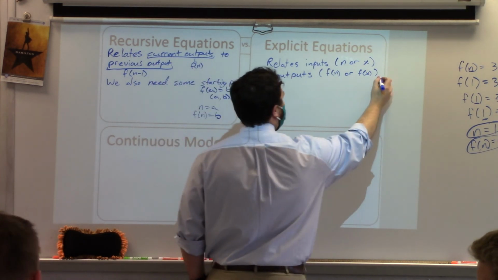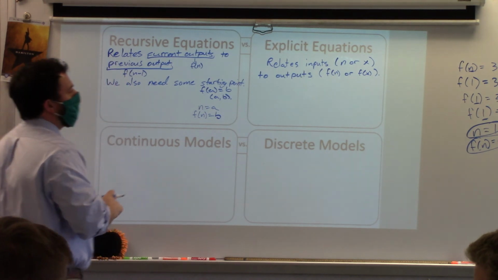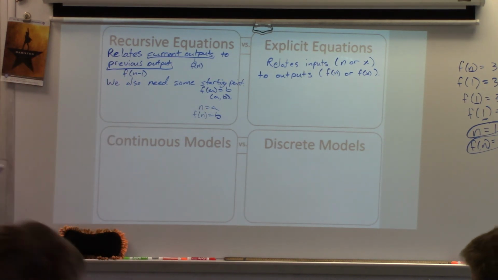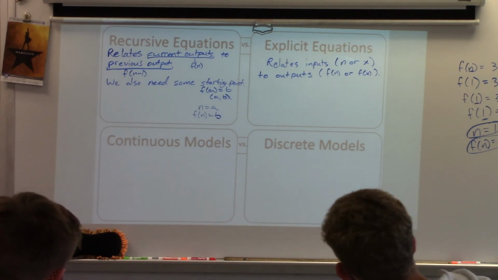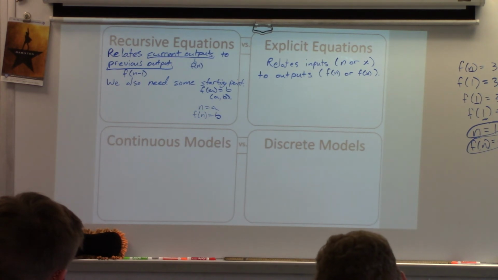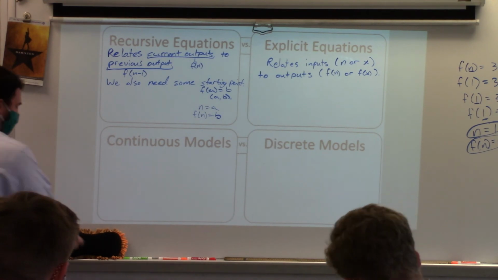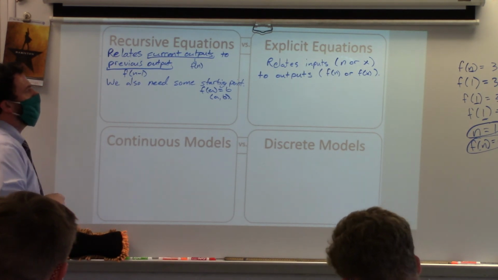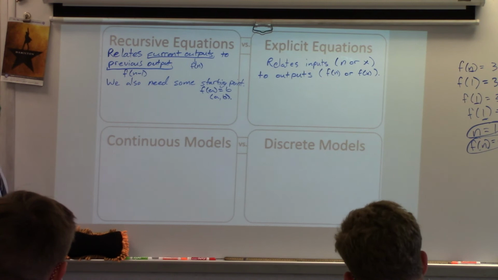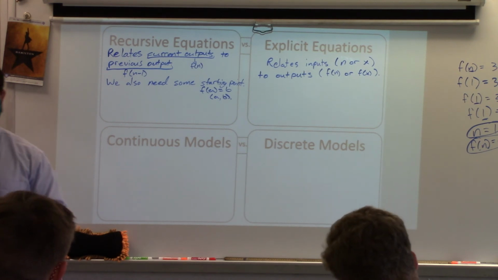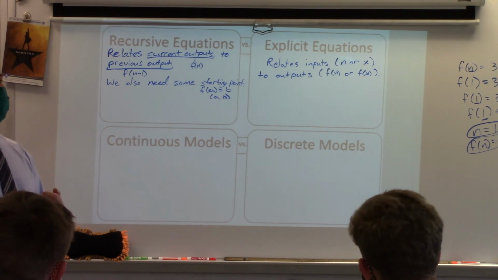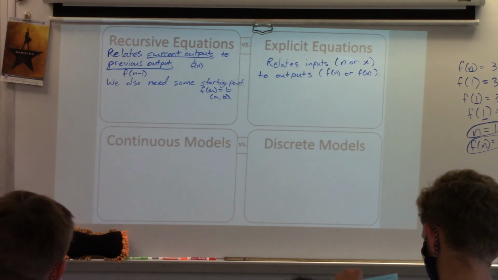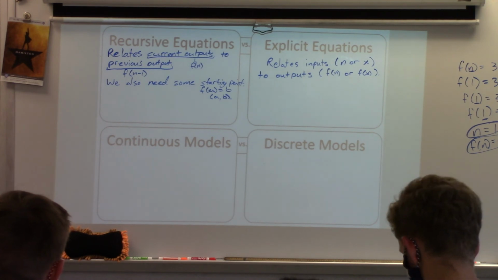So we're relating inputs to outputs. That way you can plug any input in and get any output out. A recursive only lets you go from the current to the previous, or from the previous to the current. So, the one nice thing is with an explicit equation it already has that starting point built in there. So, I do want to bring this up because this is important for the future. Recursive equations, can it be used with continuous or discrete models or both? An explicit equation, can it be done with continuous models, discrete models, or both?